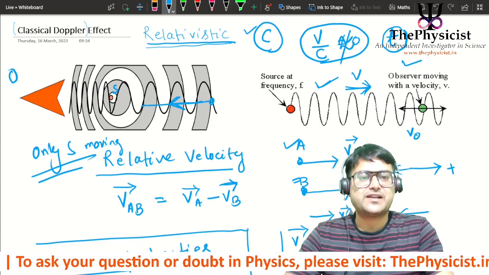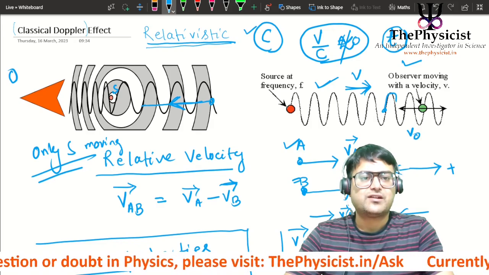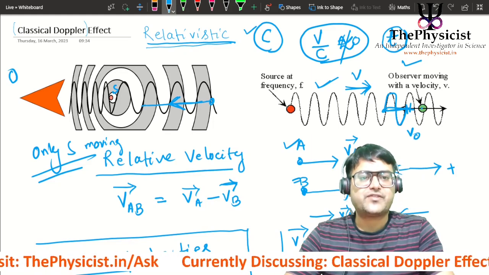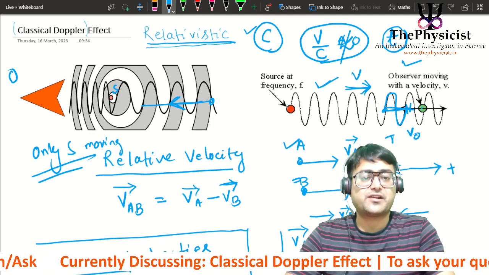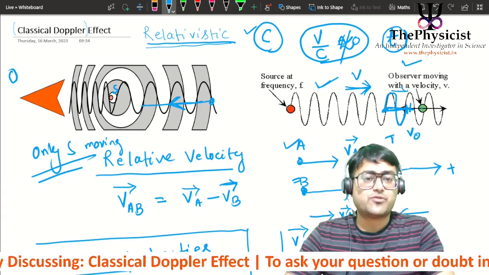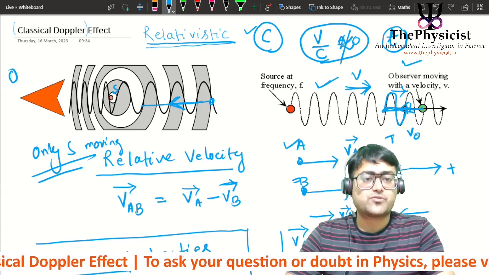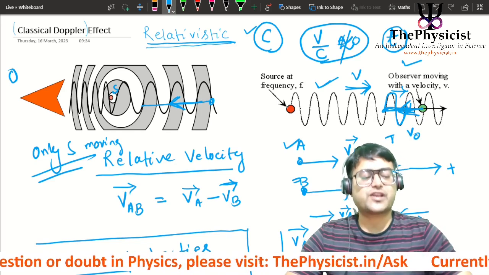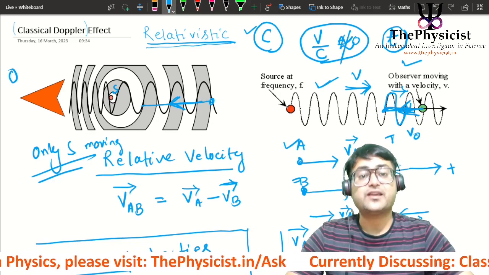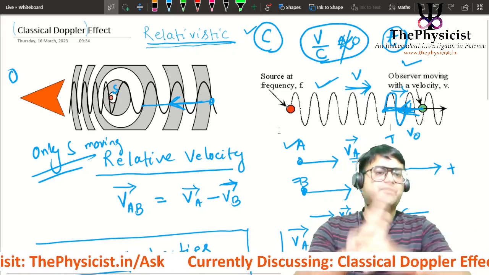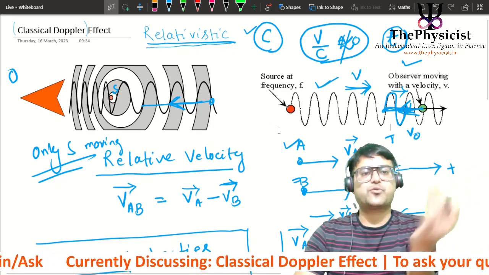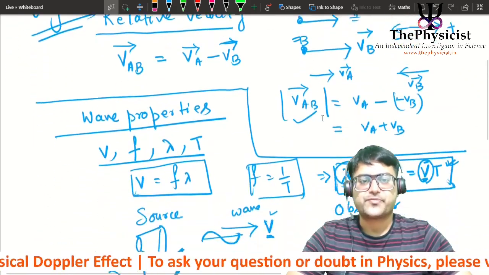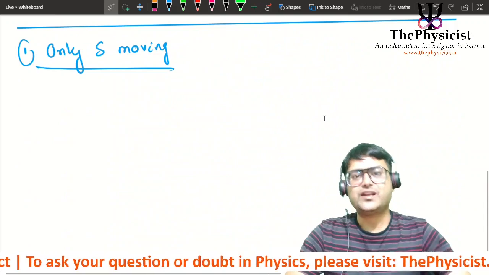Let's suppose I'm taking this entire wavelength starting from here to here. This particular wavelength, if the observer is at rest, will take the time period T. But if the wave is already moving towards the observer, and the observer is moving towards the wave also, then the time period that the observer requires to consume the entire wavelength will be less. And vice versa, the opposite case happens when the observer is trying to move away from the source. Now, let's discuss only S moving.